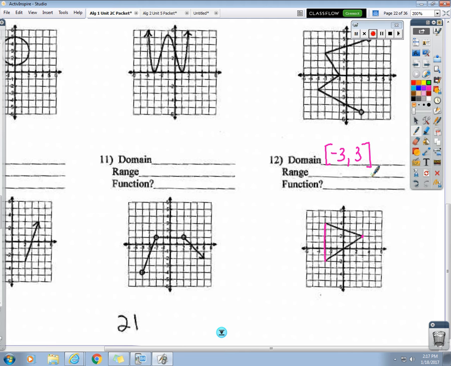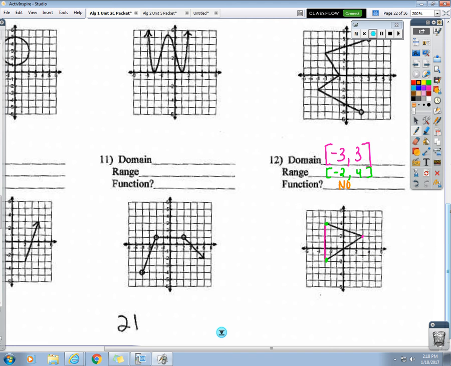Range is how far down it'll go and how far up it'll go. Well, isn't this the lowest point of the graph? And that's at negative 2. And isn't this the highest point of the graph at 4? Is this a function? No, it would fail the vertical line test. Okay, last question.